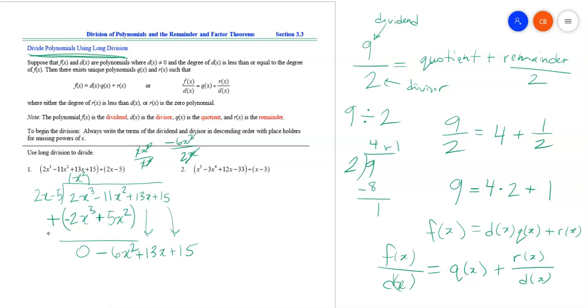One of the x's will cancel. It would just become x on top instead of x squared. And then 2 and 6, we could cancel a factor of 2 and make it be negative 3 on top. So it would become negative 3x. And that's what you should get. If you divide negative 6x squared by 2x, you will get negative 3x. And so that's what we put, minus 3x.